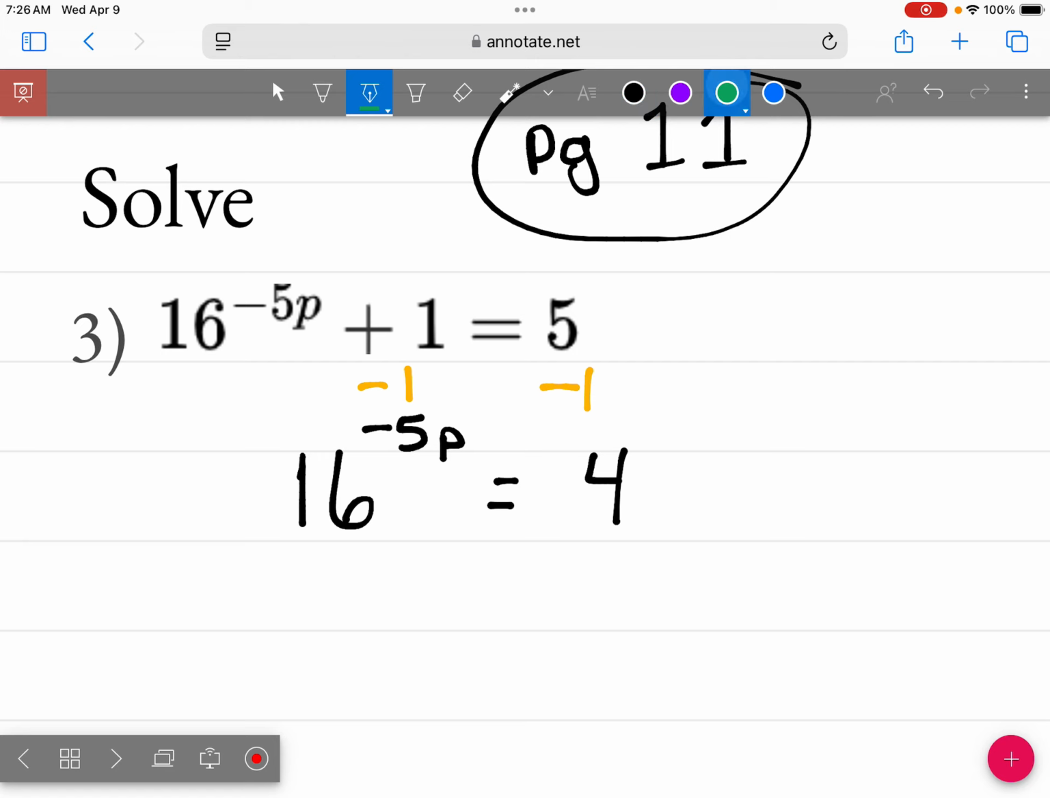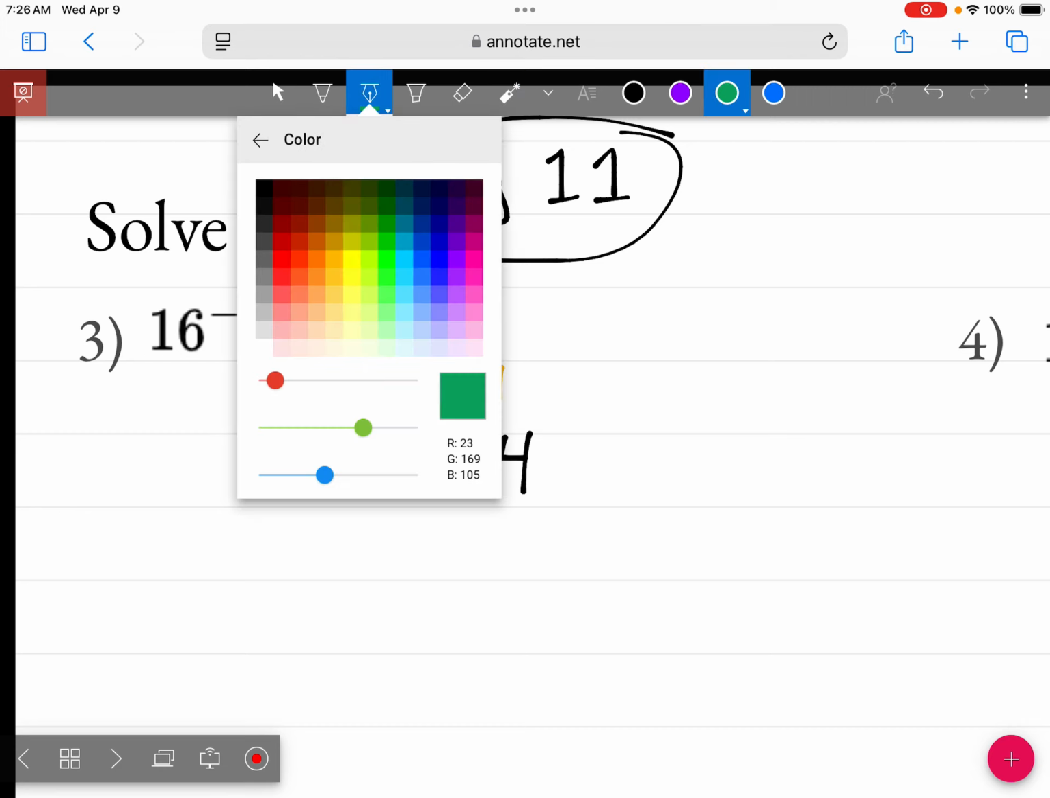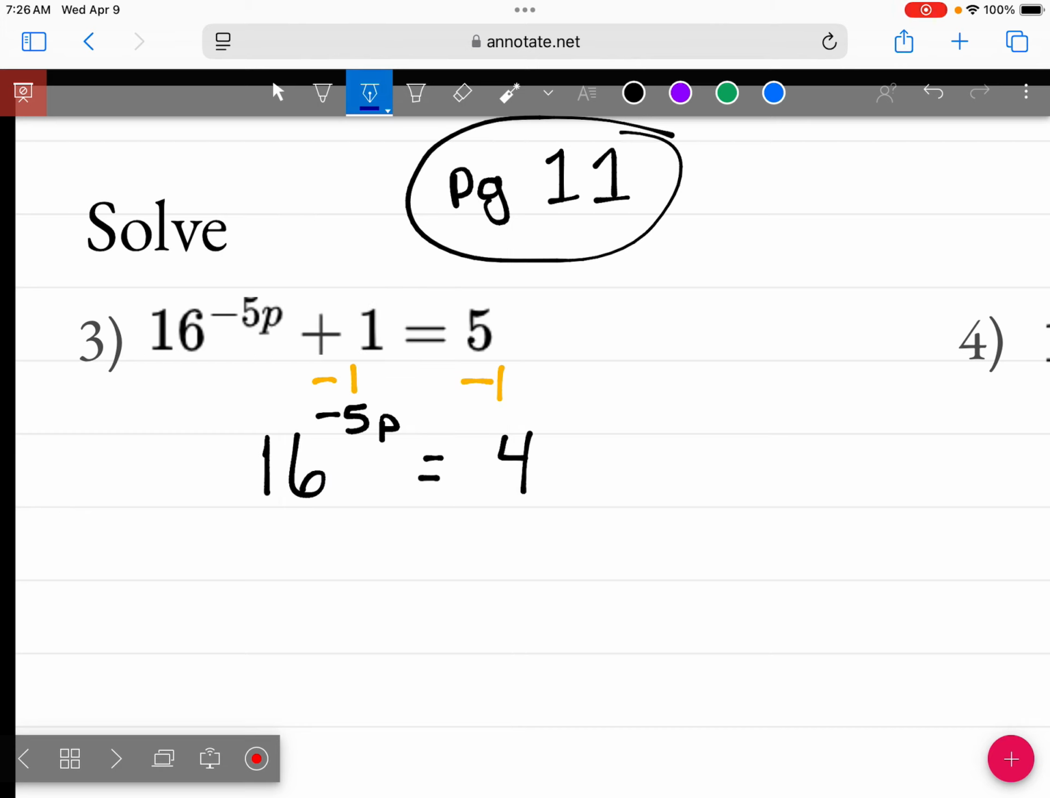We can put it in log form, absolutely valid. We have a base, a power, and an argument. So we can switch this into log form. When we do that, we're going to get our log with base 16, argument 4, and it had a power of negative 5p.